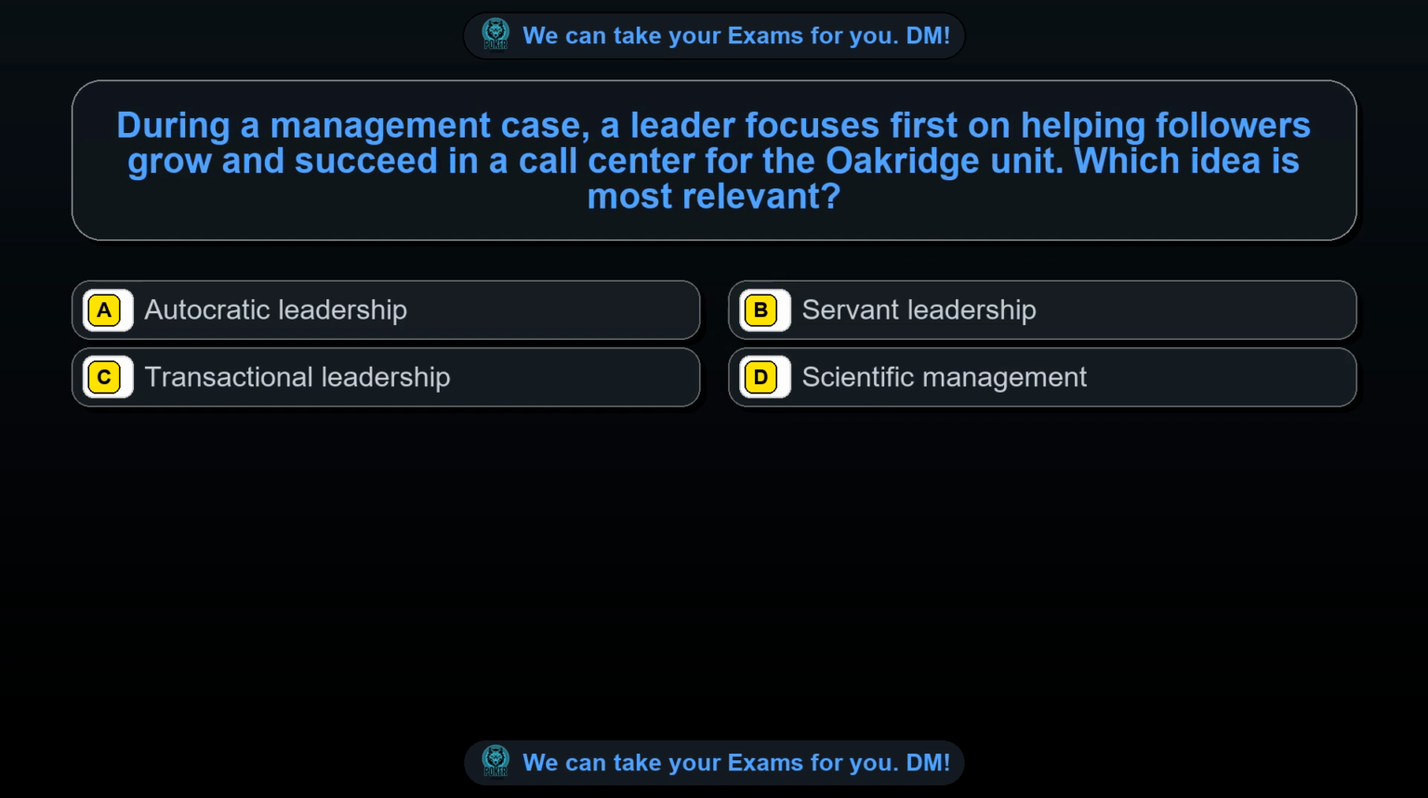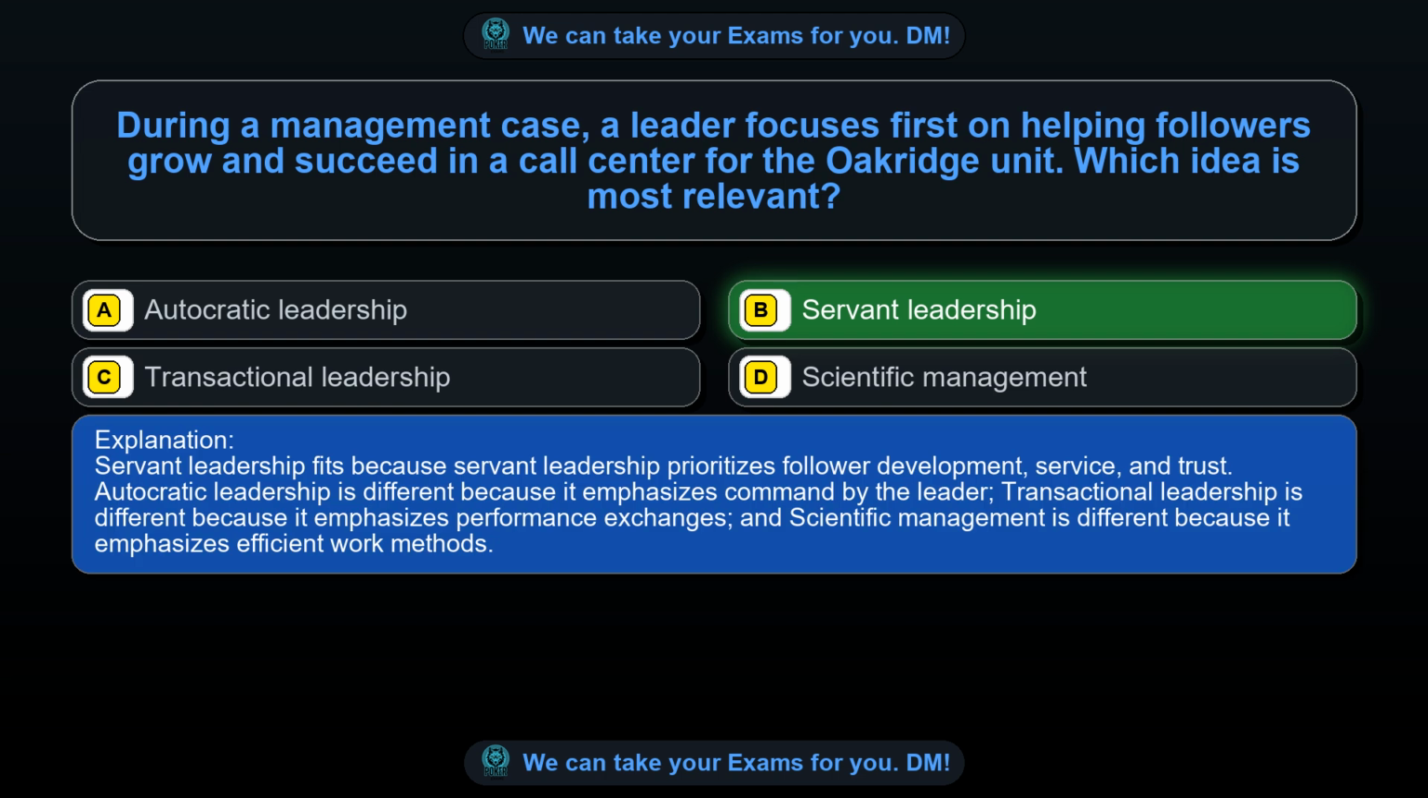Question 98. During a management case, a leader focuses first on helping followers grow and succeed in a call center for the Oak Ridge unit. Which idea is most relevant? Option A, autocratic leadership. Option B, servant leadership. Option C, transactional leadership. Option D, scientific management. The correct answer is option B, servant leadership.